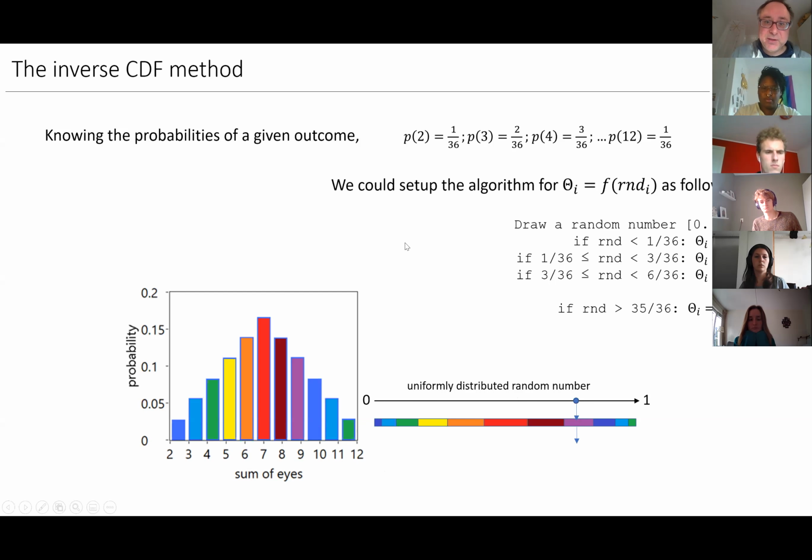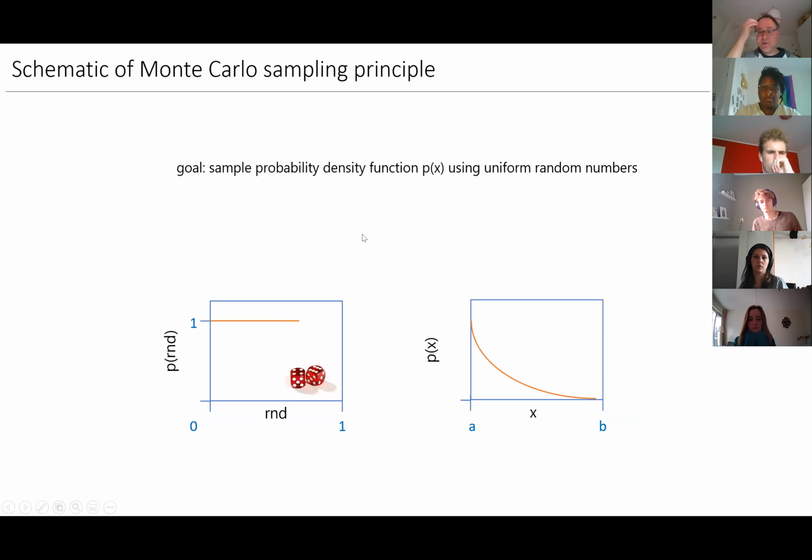So this is, of course, for a discrete probability density function with not that many possible outcomes. So the question is, how does it look if we generalize it to a continuous probability distribution? Then the problem is as follows: we have here on the right-hand side a given probability density that we want to sample from. So this is then the density P of X with values that can occur between A and B, some minimum and some maximum.